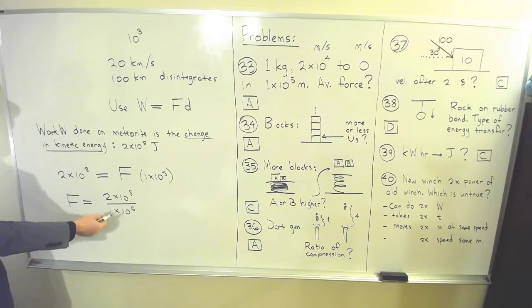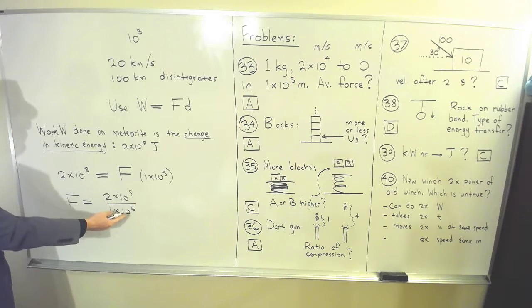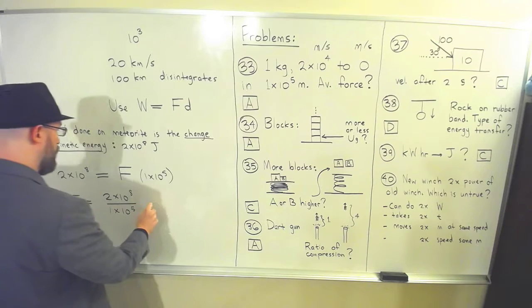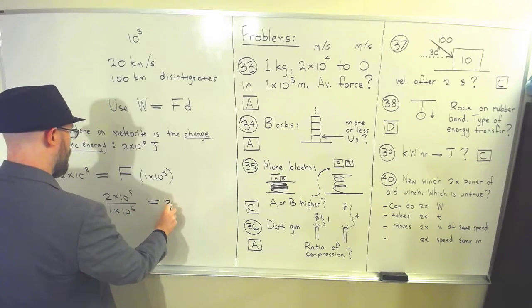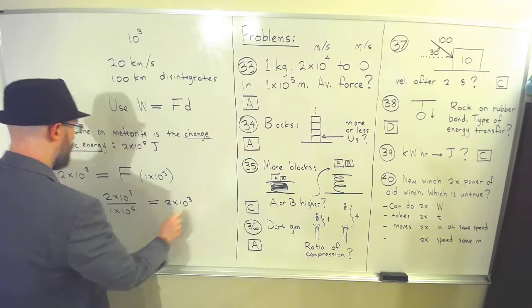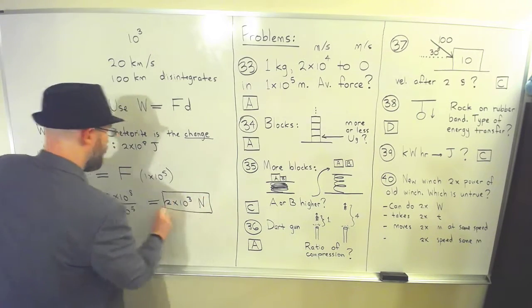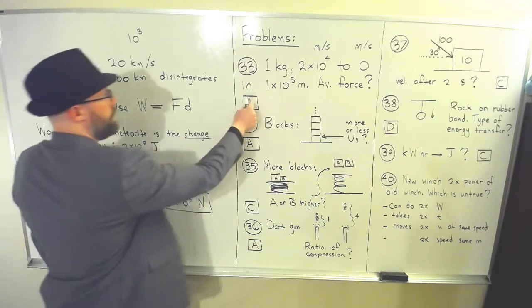Now, you know laws of exponents. I have the 10 to the 8th here, the 10 to the 5th here. Those cancel to give me a 10 to the 3rd, and the 2 stays by itself. So this is going to be 2 times 10 to the 3rd. This is force, and this is going to be in newtons. And so that will be your answer, and that's answer choice A.